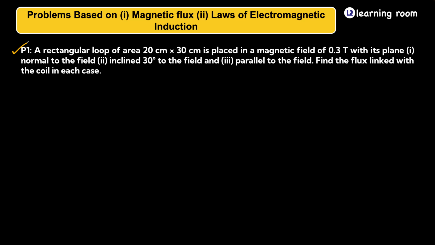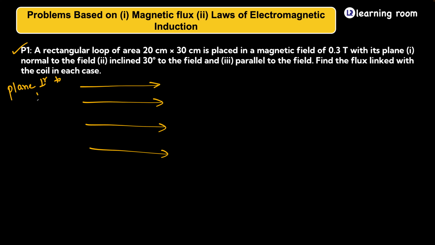First, normal to the field. Since it is given as 0.3 Tesla, it is clearly a uniform field. First you place the plane of the coil perpendicular to the field. This is the direction of the field, this is the plane of the coil. If the plane of the coil is perpendicular to the field, listen carefully: plane perpendicular to field implies B vector is parallel to A vector.